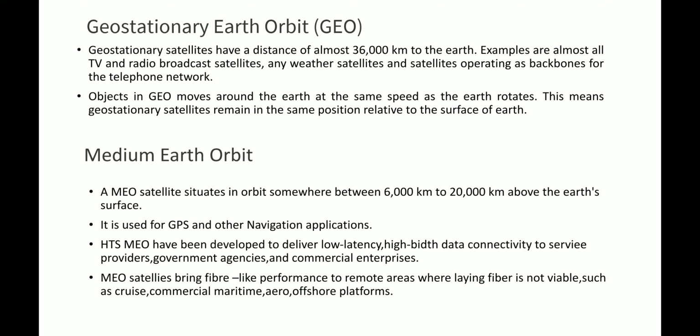Medium Earth orbit, MEO. A MEO satellite situates in orbit somewhere between 6,000 km to 20,000 km above the Earth's surface. It is used for GPS and other navigation applications.